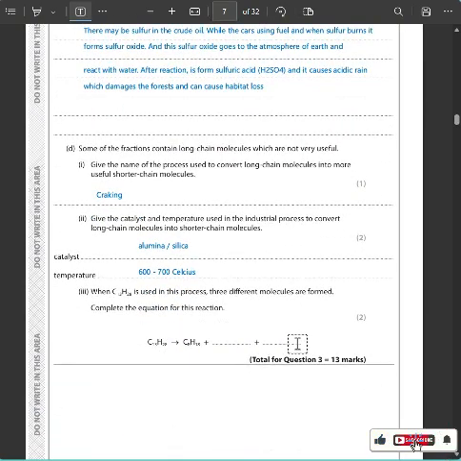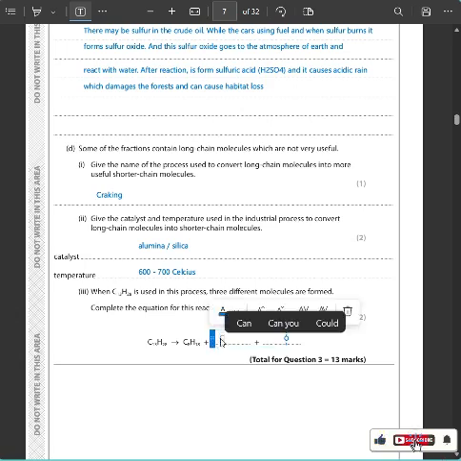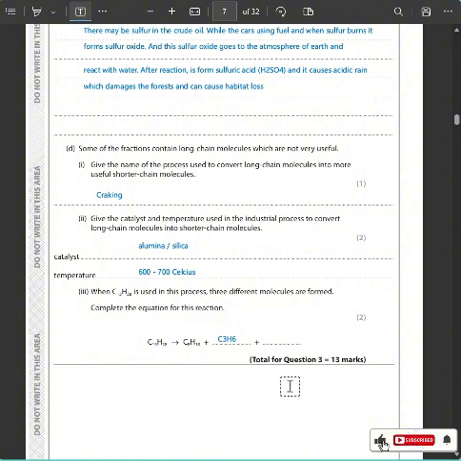When C13H28 is used in this process, different molecules are formed. Complete the equation for the reaction. When this molecule is cracked, they will be made pentene and ethene. They are both alkenes which are used for polymerization.